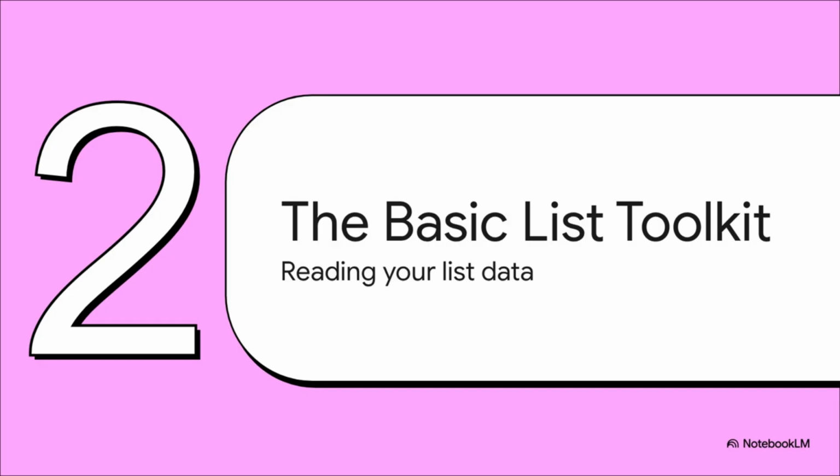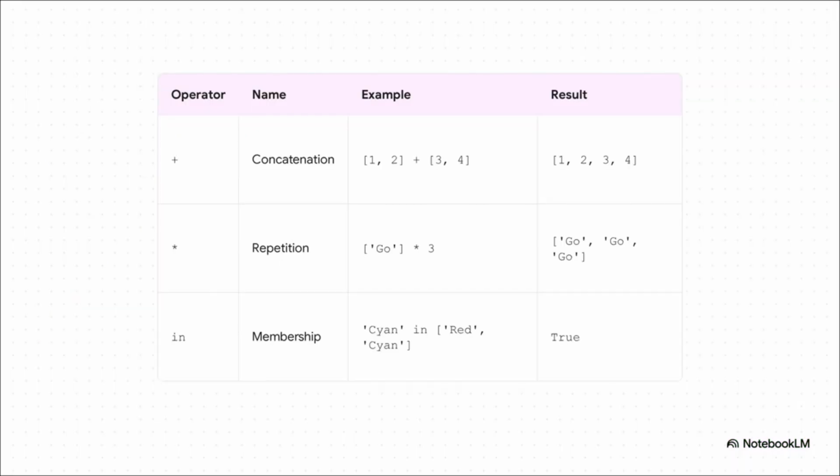All right, enough theory. We know what a list is. Now let's get our hands dirty and see what we can actually do with them. We'll start with the basic toolkit. Just looking at our data, inspecting it, without actually changing anything yet. And the great thing here is, this should all look super familiar if you've ever worked with strings.